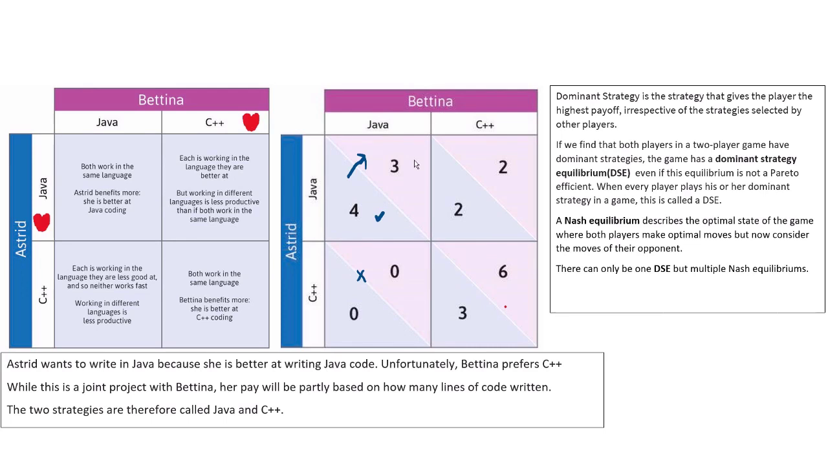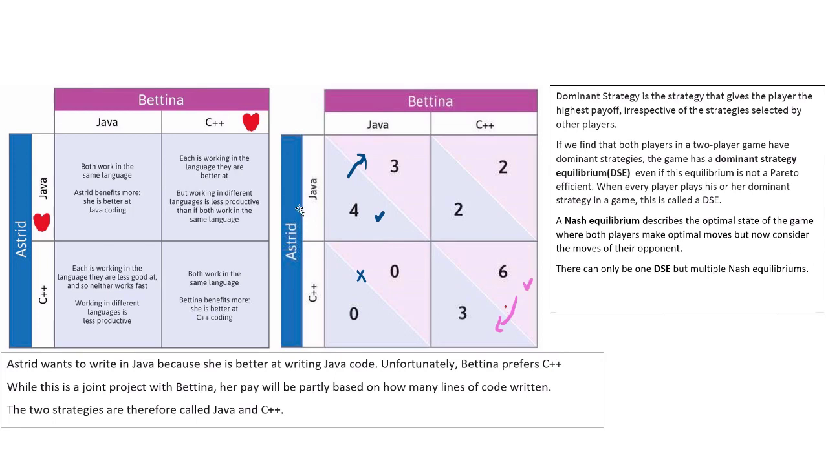For Bettina's turn, if Astrid chooses to use Java, what happens? If Astrid chooses to use Java, then we are going to look at this row, okay? Would Bettina choose to use this one? No, okay? Would Bettina choose to use this one? This is not a dominant strategy since both have the same value, okay? So what if Astrid uses C++? It's not a dominant strategy also, okay? So how about this one? So if C++, Bettina uses C++, 6 vs 3, so this is a dominant strategy. Okay? So we put a tick.